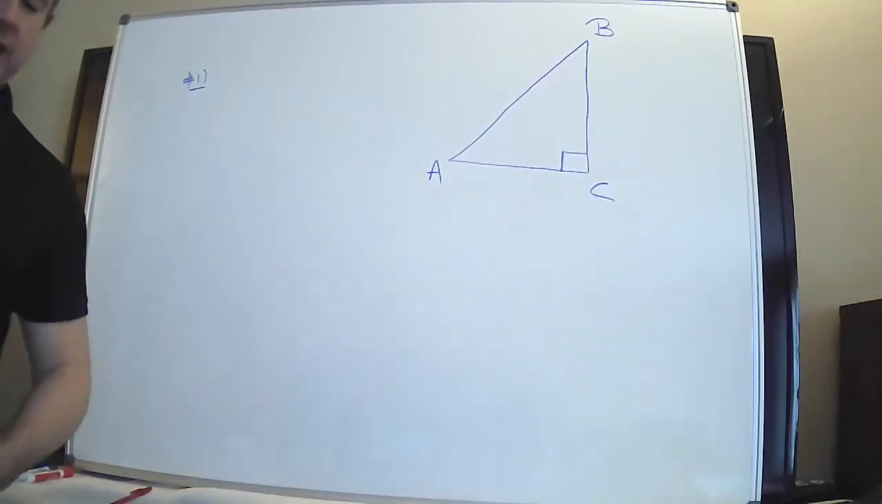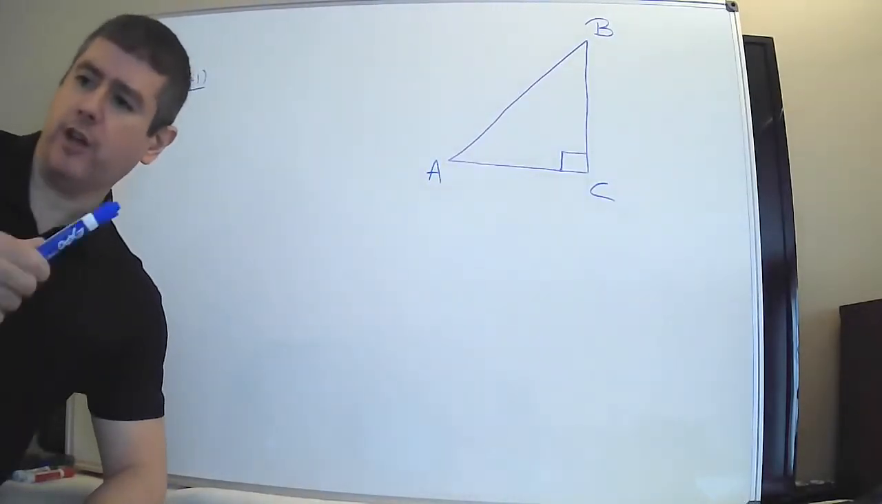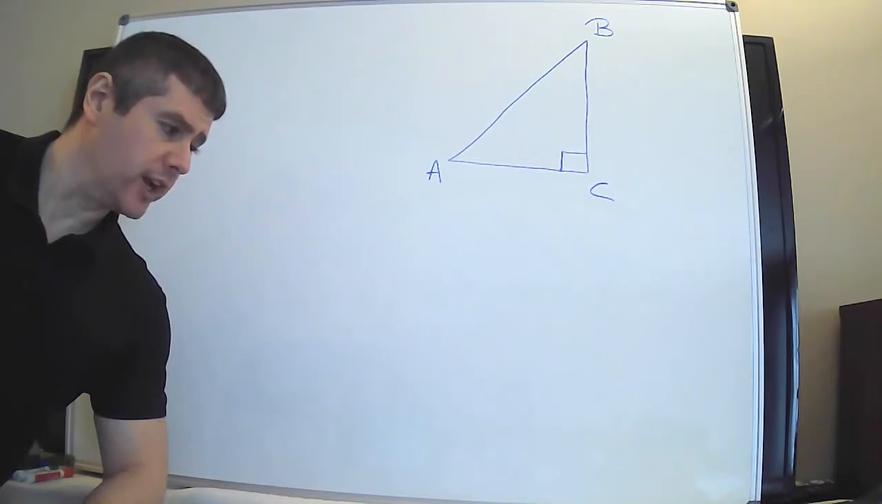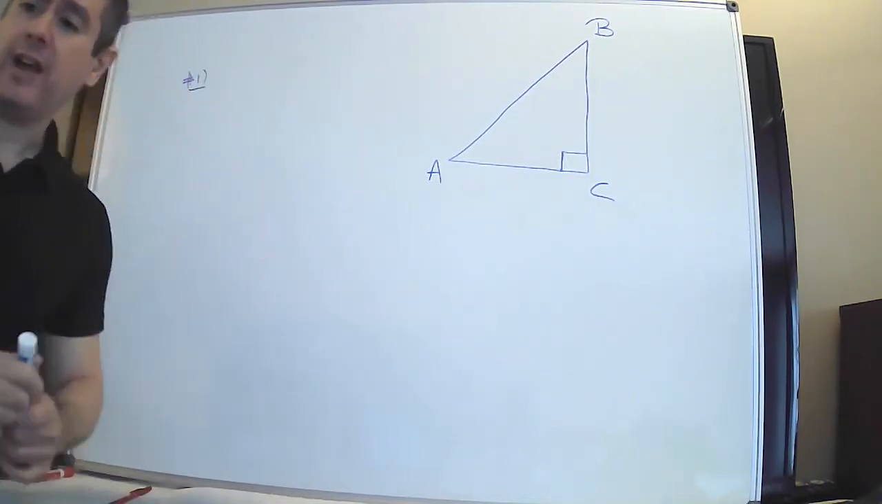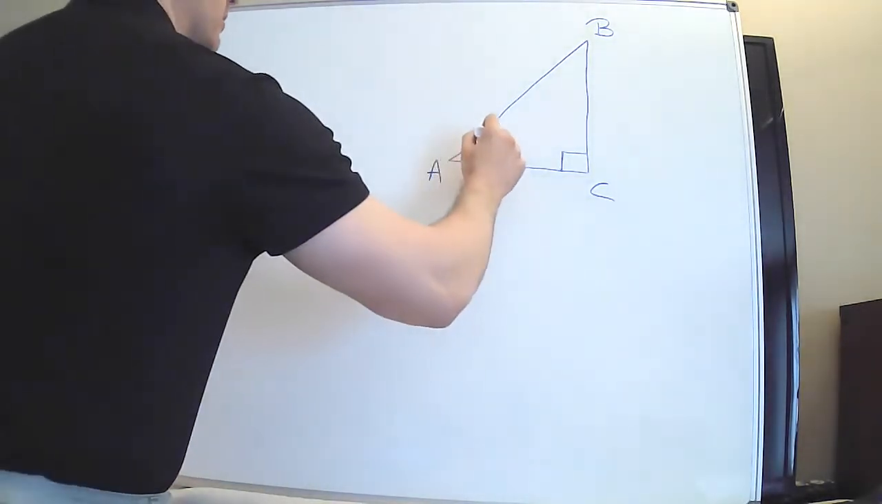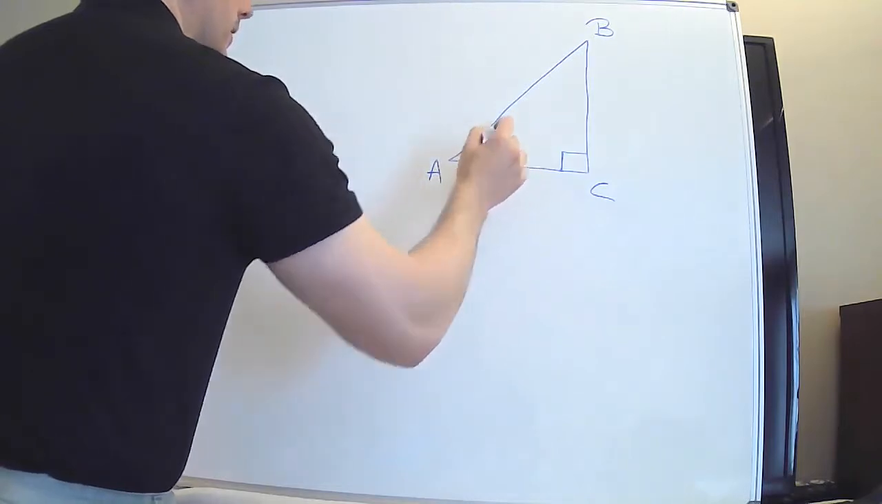Okay, solving the right triangles. So I wrote a generic triangle up here that I'm just going to keep editing over and over again. The first question, they tell you that angle A is 43 degrees. So you got to put 43 in here.